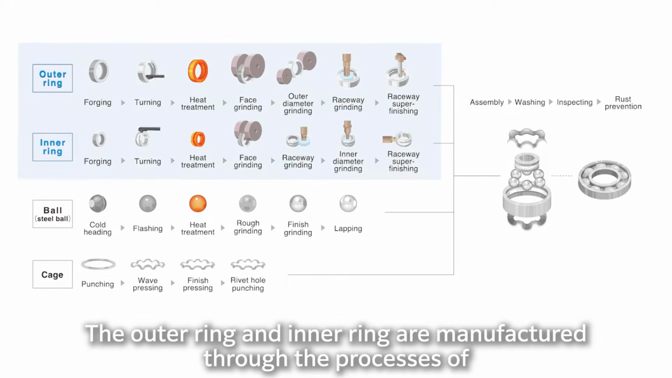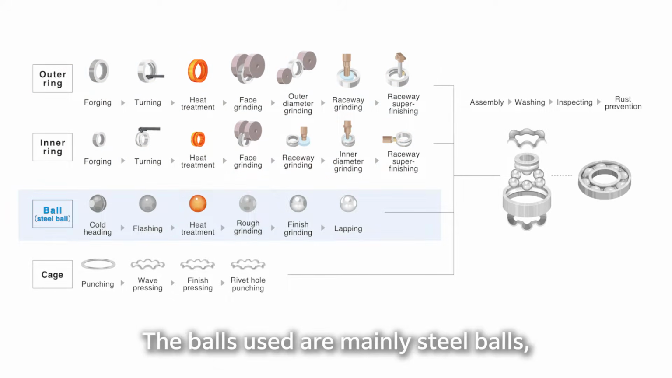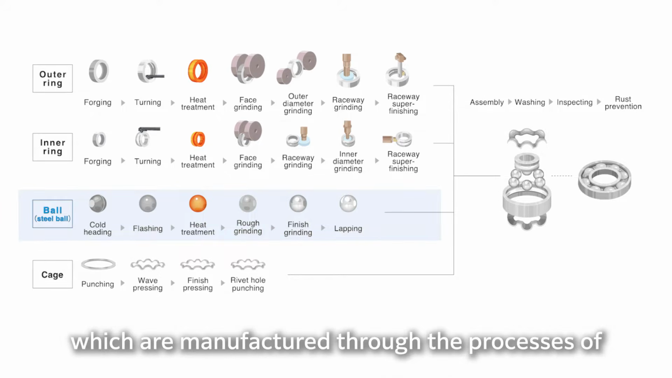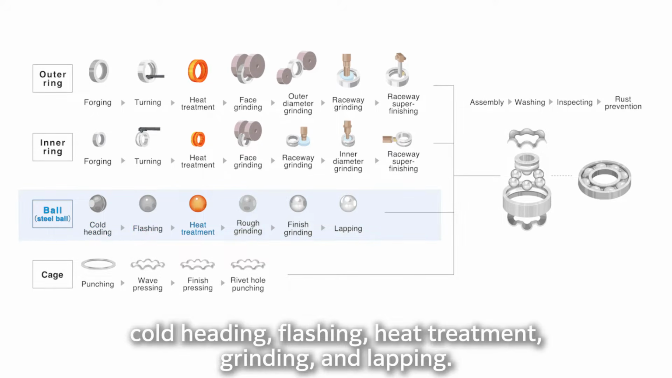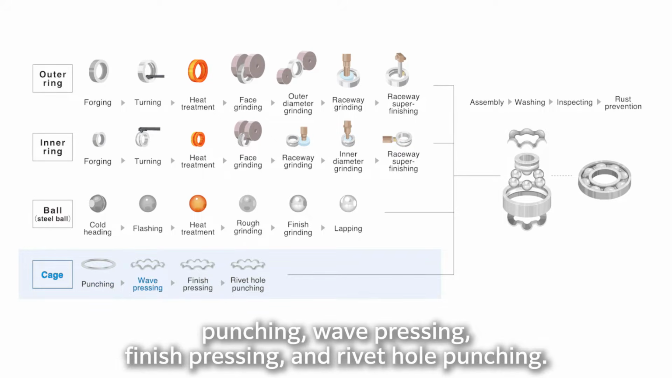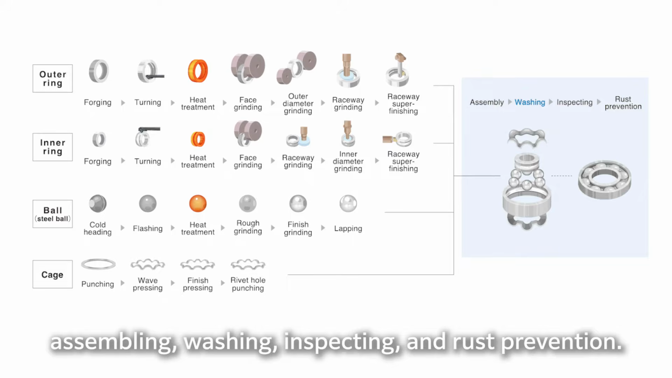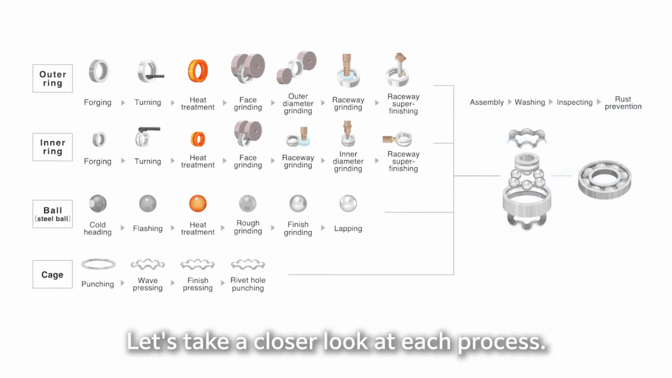The outer ring and inner ring are manufactured through the processes of forging, turning, heat treatment, grinding, and raceway superfinishing. The balls used are mainly steel balls, which are manufactured through the processes of cold heading, flashing, heat treatment, grinding, and lapping. The cage is manufactured through the processes of punching, wave pressing, finish pressing, and rivet hole punching. The bearings are then completed with assembling, washing, inspecting, and rust prevention. Let's take a closer look at each process.